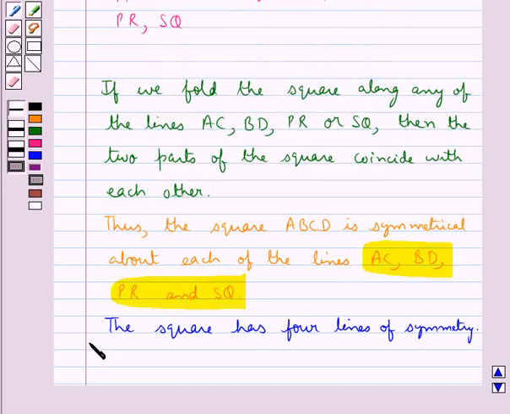So this completes the session. Hope you have understood the solution of this question.